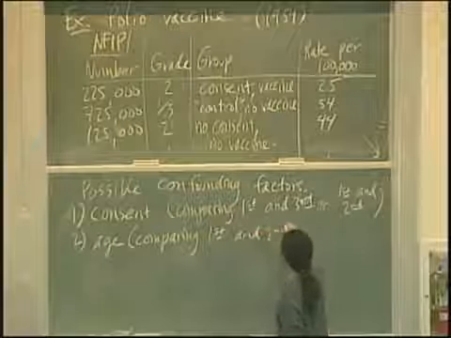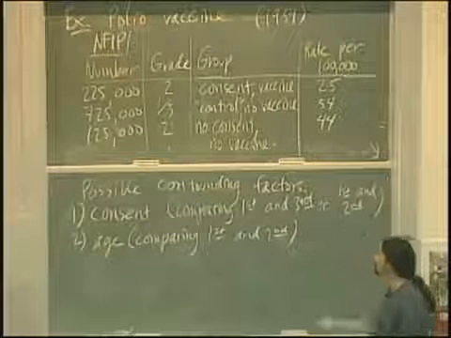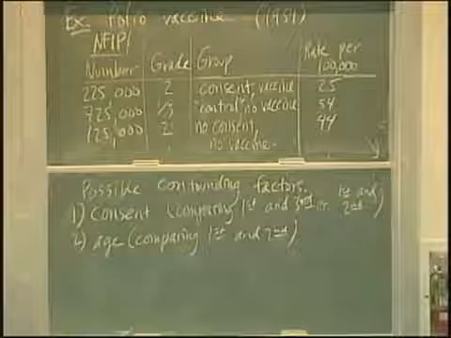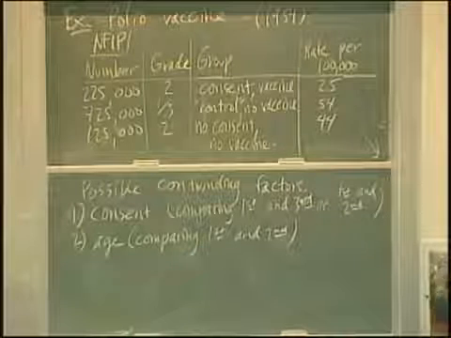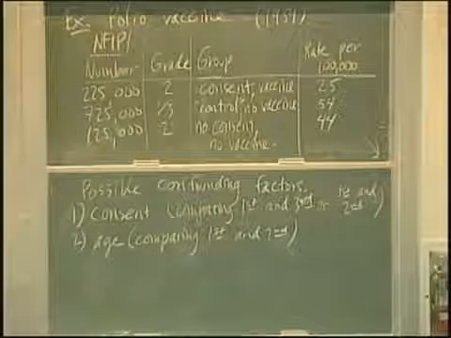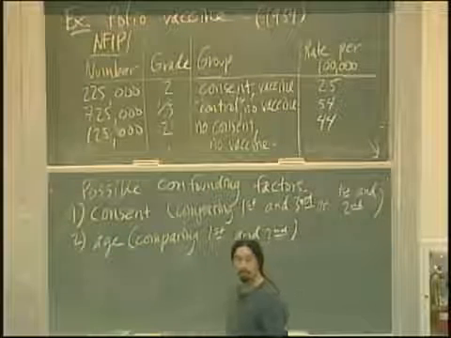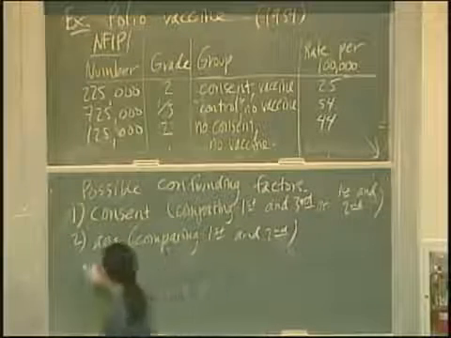Yeah? Age. So age is a possible confounding factor comparing the first and the second. Same ages for the first and the third group, but between the first and the second, that's potentially an issue. I'll talk a little bit more about that in a bit. Yeah? The third group has limited herd immunity compared to the second group. Yeah, okay.